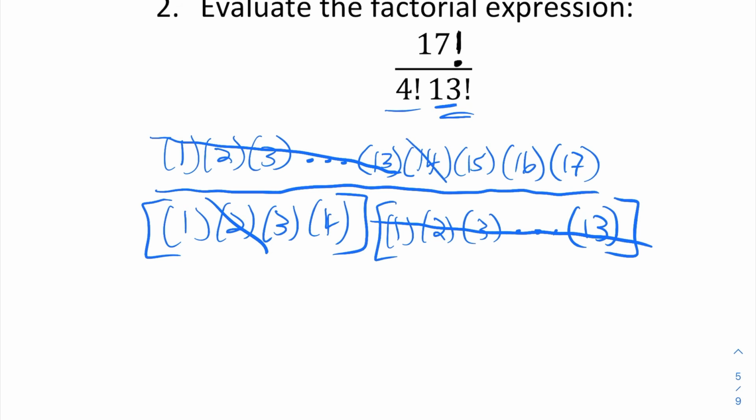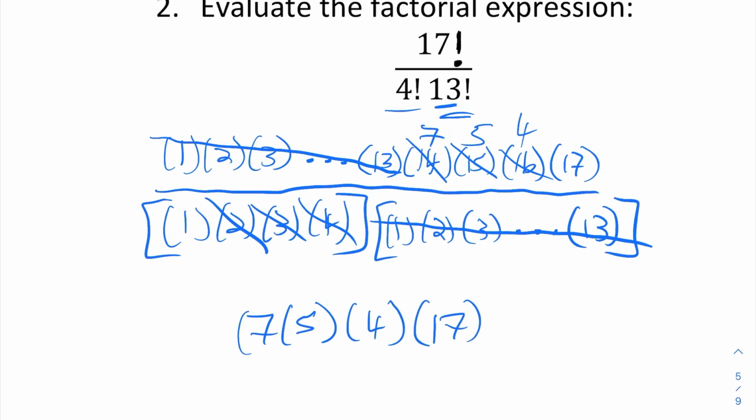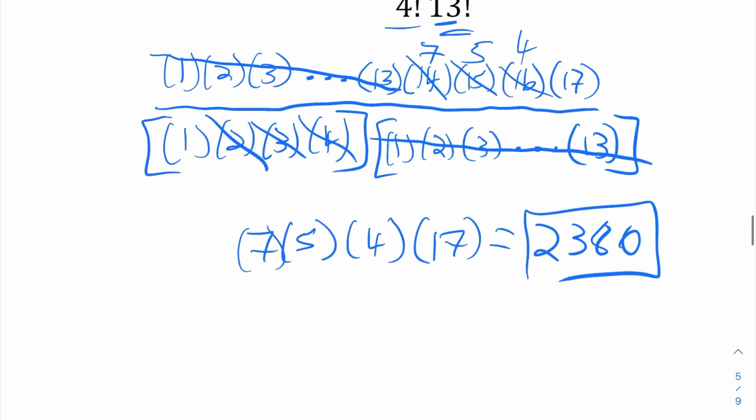For instance, 2 has a common factor with 14, leaving only a factor of 7 in the numerator. 3 has a common factor with 15, leaving only a factor of 5 in the numerator. And 4 has a common factor with 16, leaving only a factor of 4 in the numerator. So that whole expression can be simplified as just 7 times 5 times 4 times 17. And that product is the final result. 7 times 5 is 35, times 4 is 140, times 17 is 2,380. So that's what that expression is equal to.